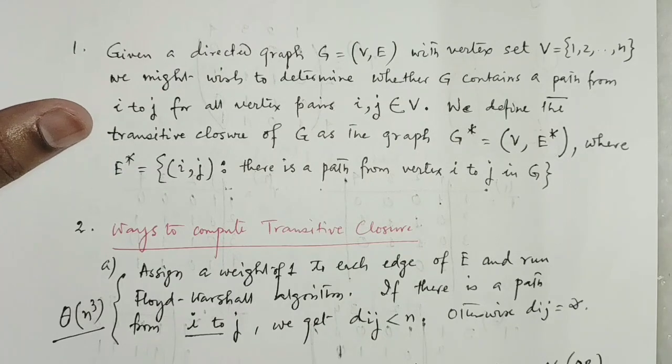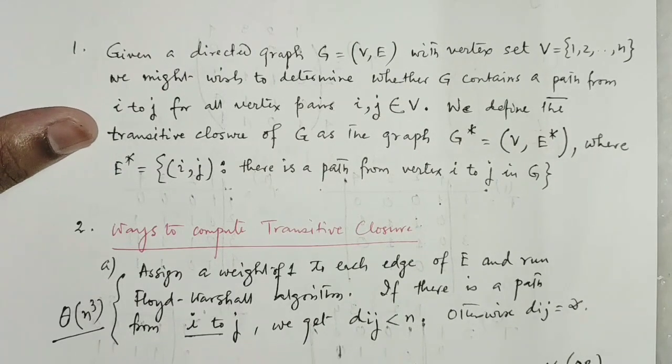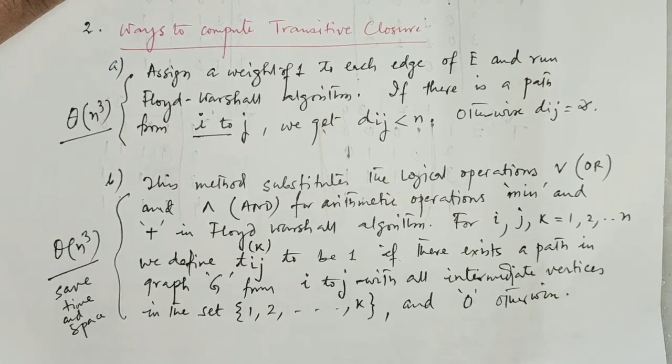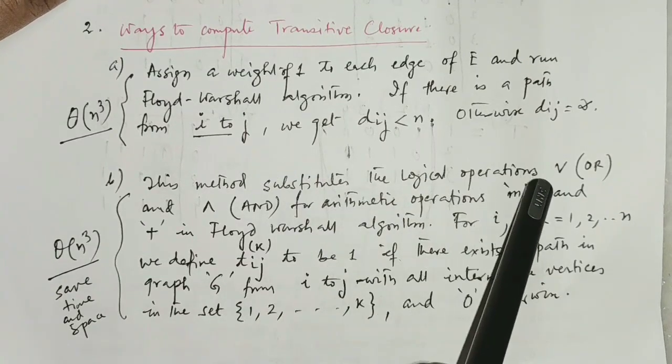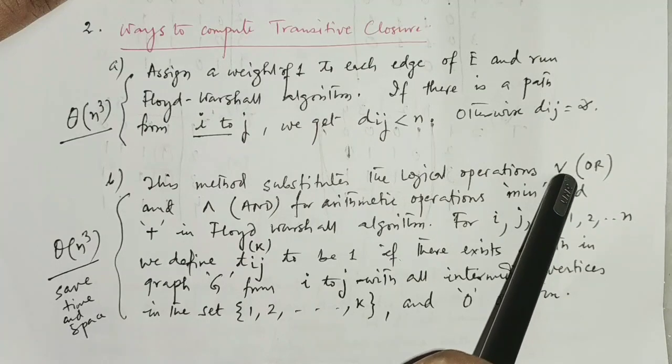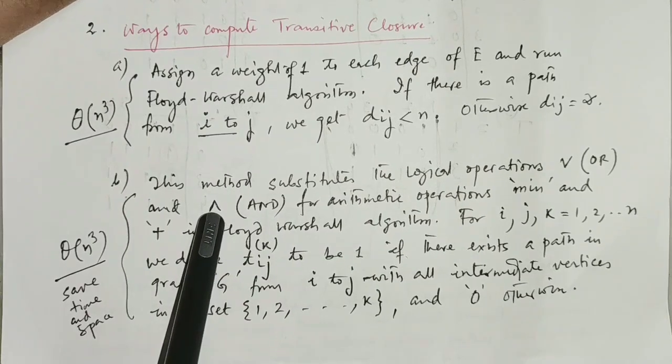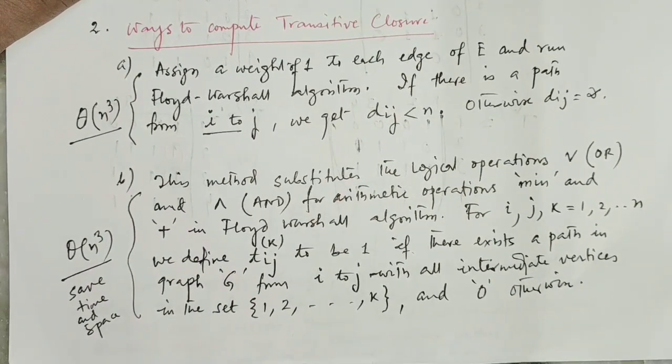How is it possible? How is the recurrence relation formed? I am coming to that. But be careful, here we are applying two very important logical operators. One is logical OR and the second one is logical AND, that will substitute minimum and plus in Floyd-Warshall. It is a very simple method. This method substitutes the logical operation OR. This symbol implies OR, and this symbol implies AND. This type of notation you will find in some of the standard algorithms, where you have to identify that this is OR, this is AND.